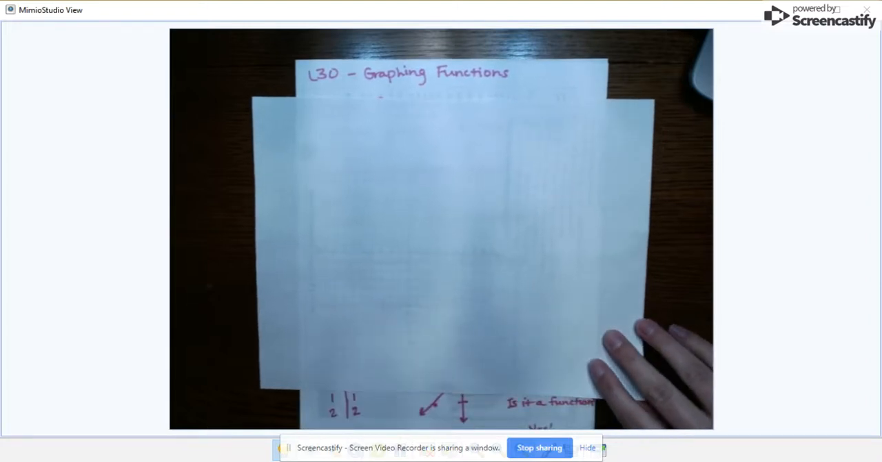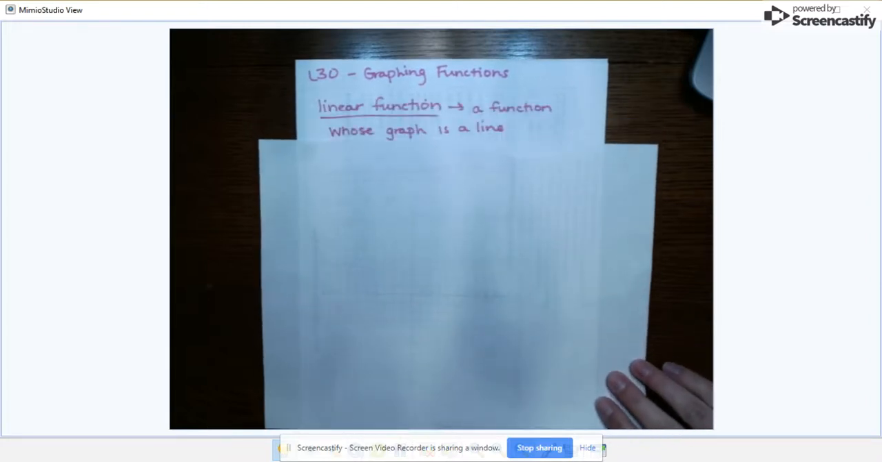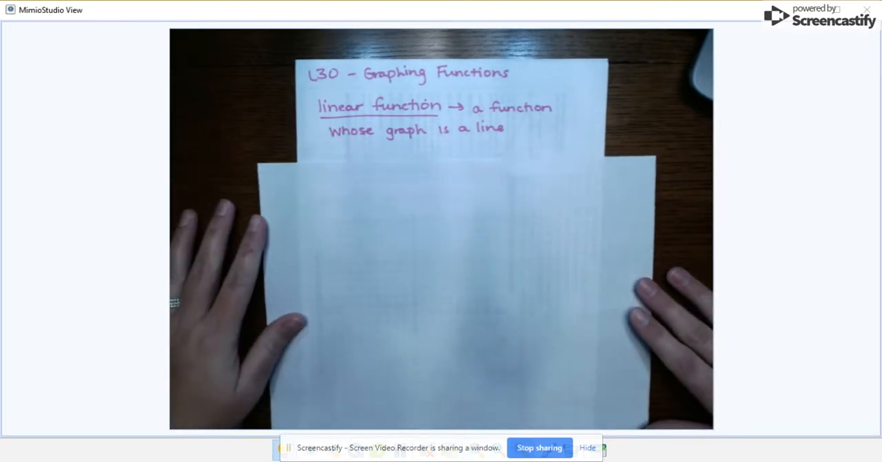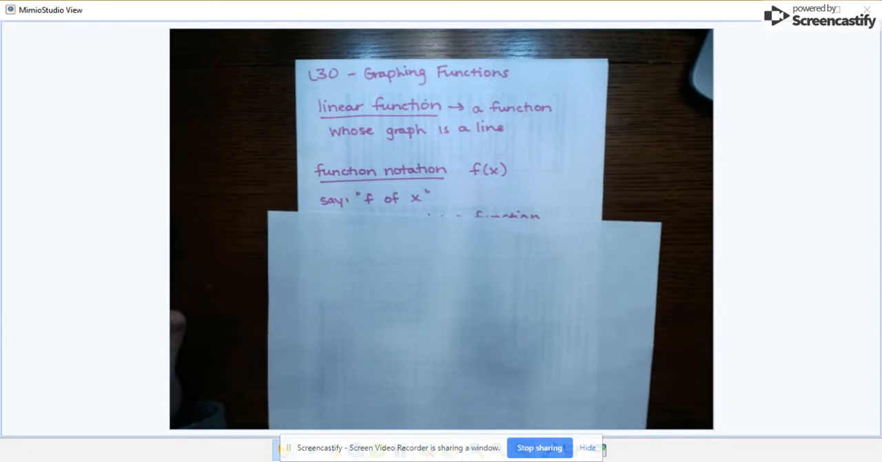Hello, we are going to graph functions today. To start out, a linear function is any function whose graph creates a line, hence linear. We're also going to introduce something called function notation.